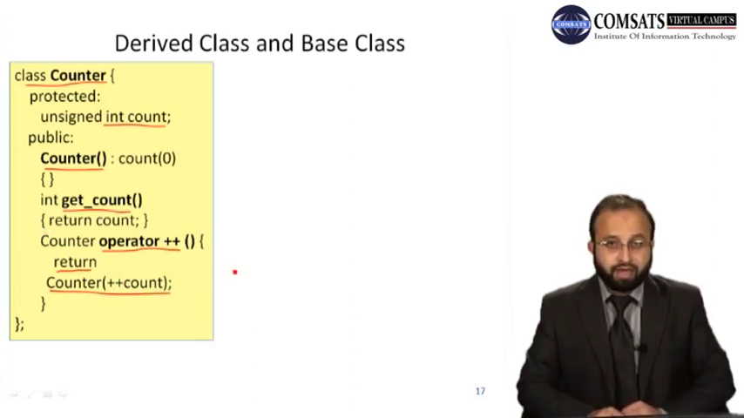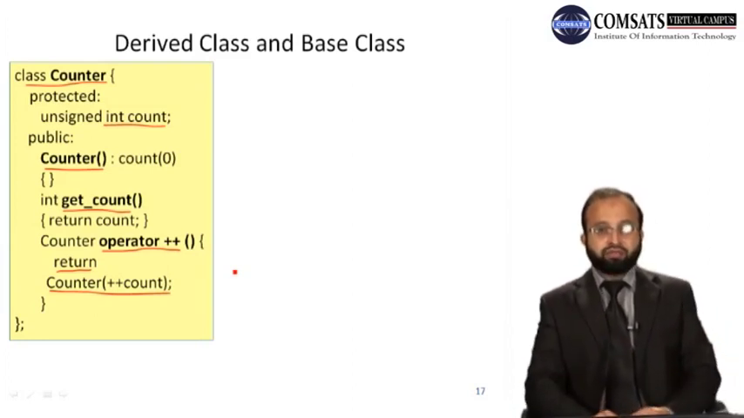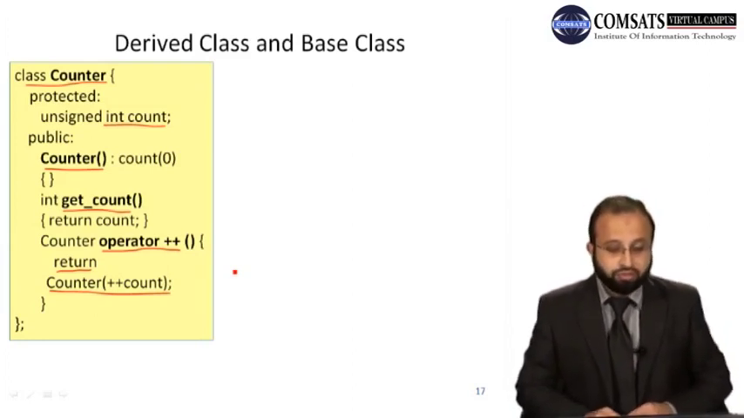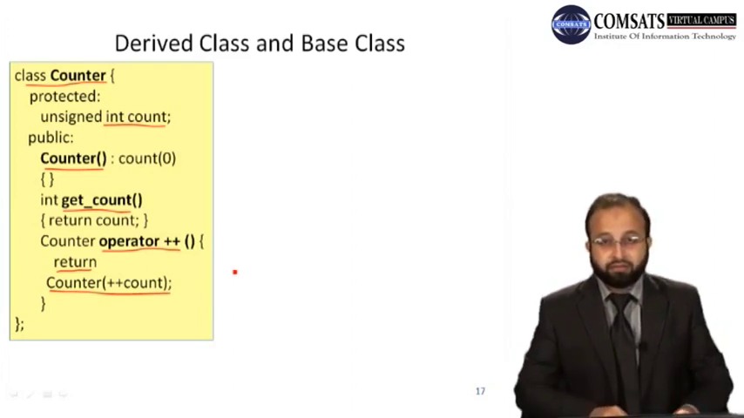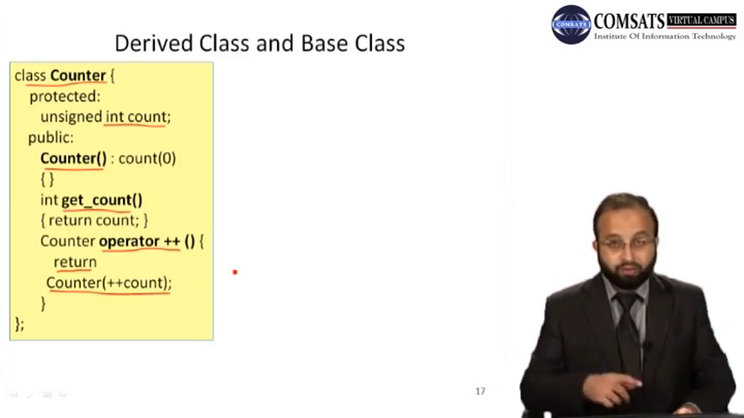We want to make another class, or we want a counter that can be decremented. Okay, so we already have a base class that is being used in many situations and many places. If we want our counter to decrement instead of only incrementing, we can use minus minus with the count as well, so that it decrements by 1.